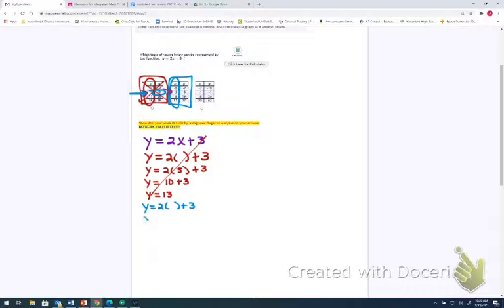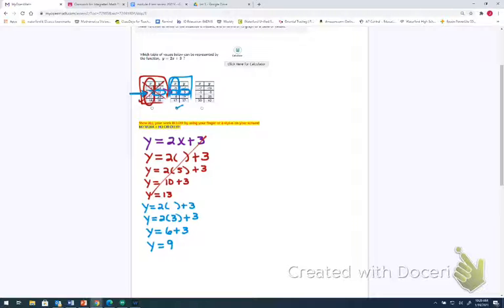So y equals 2 parenthesis 3 parenthesis plus 3. So then y equals 2 times 3 is 6 plus 3. So then y equals 6 plus 3 is 9. Okay, now I'm going to go back up to my table, and I'm looking when x was 3, what was the y? Woo! The y was 9. Awesome. This one worked. This is the answer. So I'm going to check it.